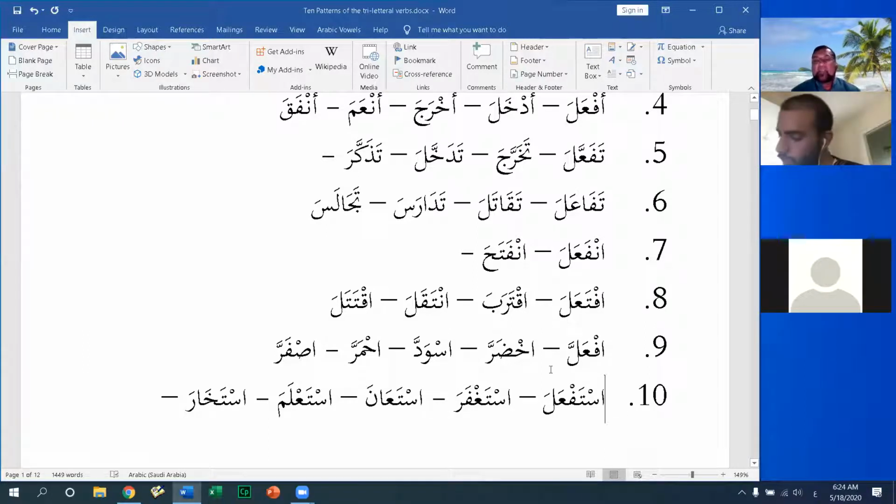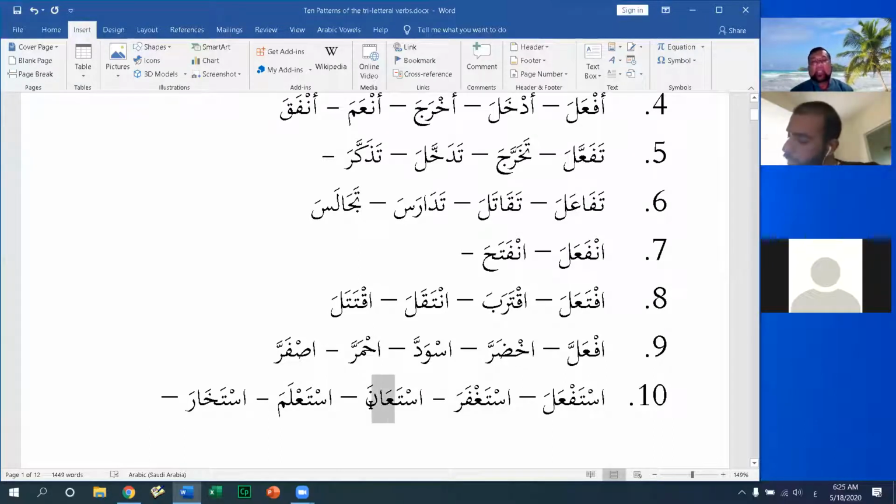So whatever is on fa'ala, for example, غفر. غفر الله للمؤمنين. Allah forgave the believers. استغفرت الله أو استغفر المؤمن الله. The believer asked Allah for forgiveness. So when you put ista, it means to ask for the action of the fi'l. Whatever the fi'l is, you're asking for it. So غفر means to forgive, استغفر to ask for forgiveness.